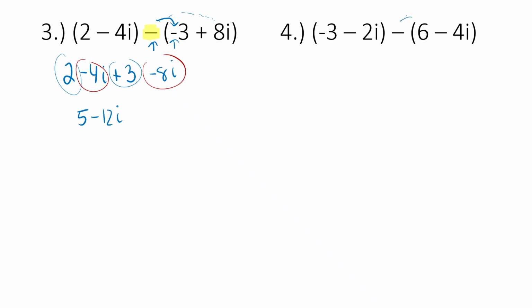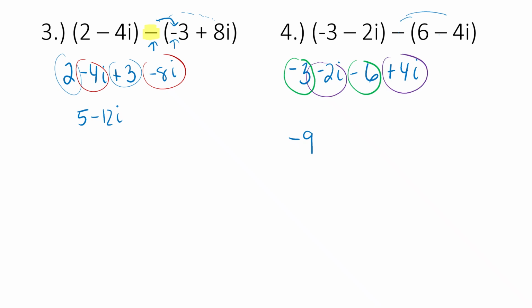Another subtraction one, okay? So be careful that subtraction goes with all the things. So -3 minus 2i, and this will be -6, and then minus -4i. If you subtract a negative, that is the same as adding. Combining our like terms, we have -3 minus 6, so that is going to give me -9. And -2i plus 4i, which will be +2i. There we go.